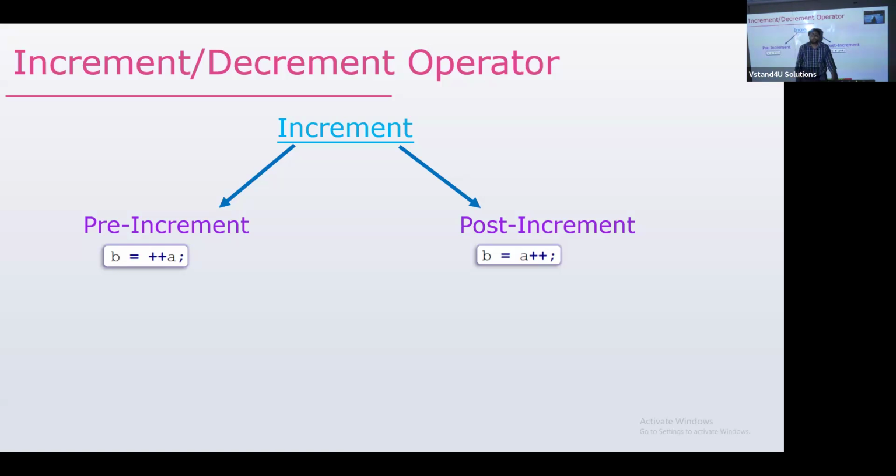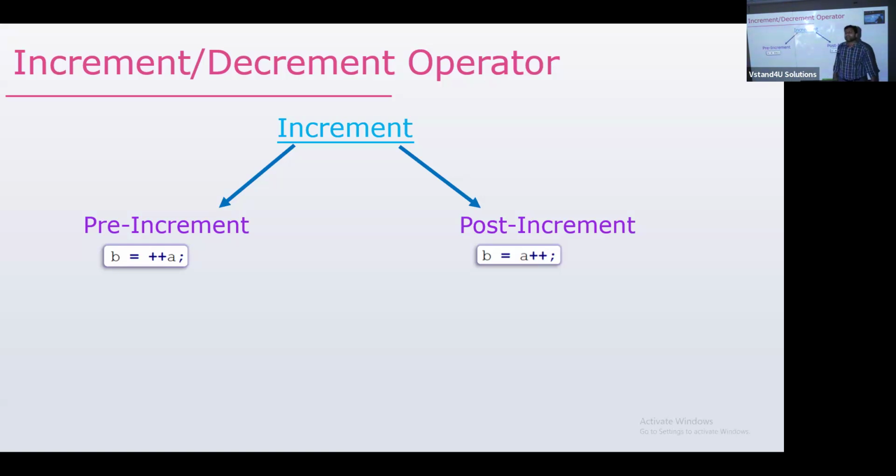Incrementation means what? Increment by one value. If double plus is there, then that operator is a unary operator. Unary operator means double the symbol. Plus plus means increment by one. Agree? Minus minus means decrement by one.